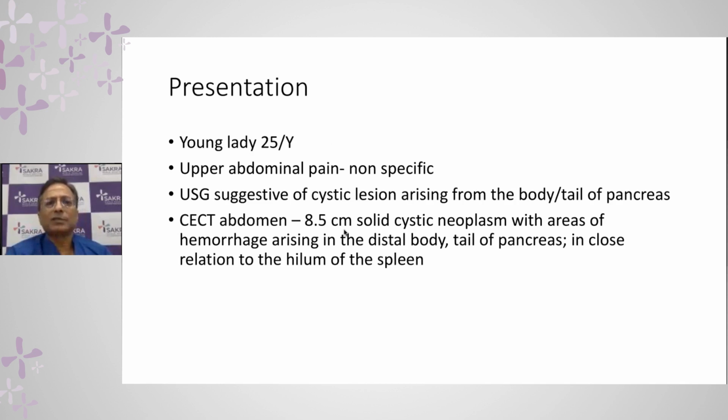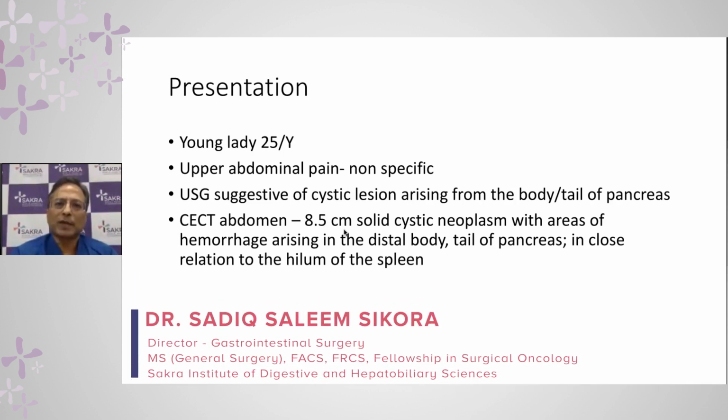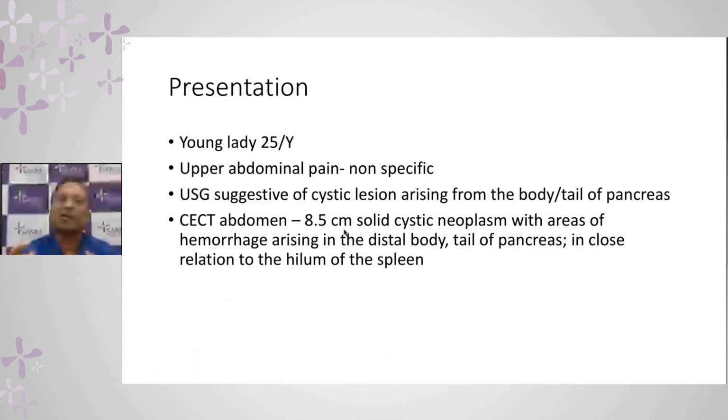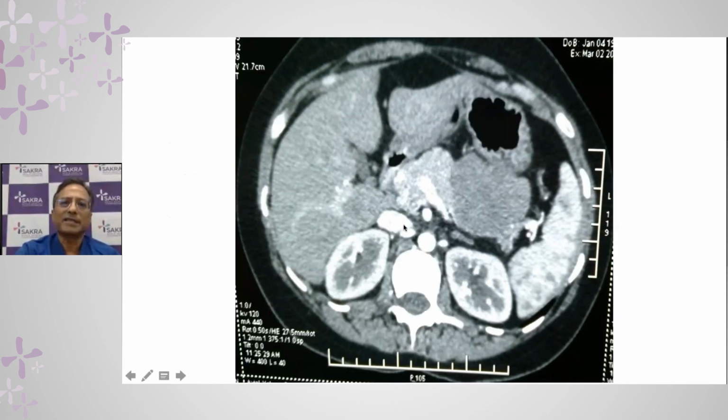Another case, a 25-year-old young lady with non-specific abdominal pain. Ultrasound was done, showing a cystic lesion in the body and tail of the pancreas. A CECT naturally was done, and this is the CT scan. These are the axial cuts. Again, to orient, this is the posterior spine, kidneys on both sides. This is the liver, so this is the right side.